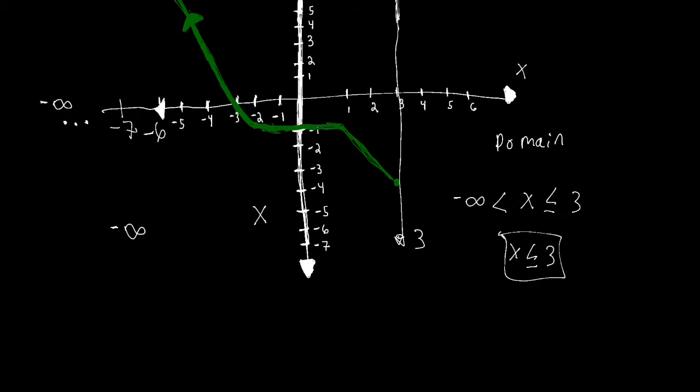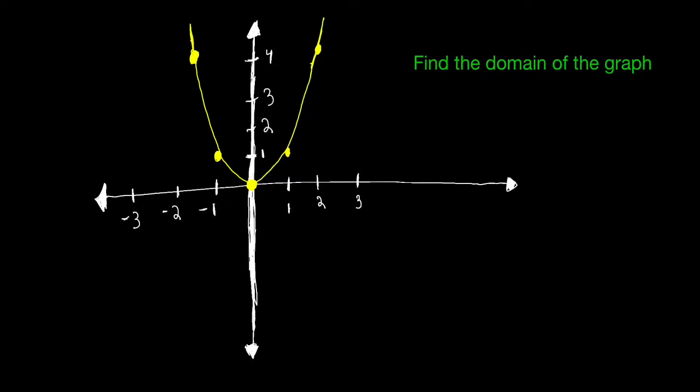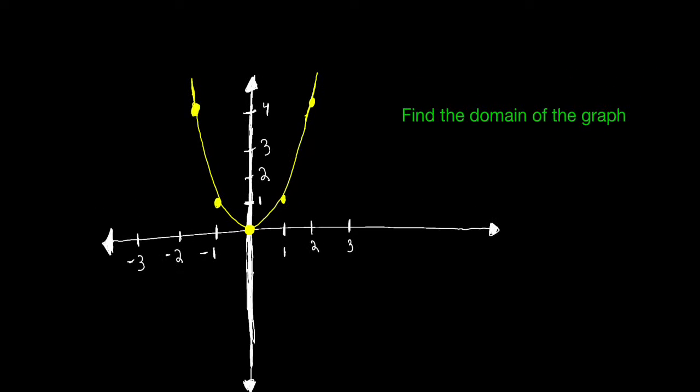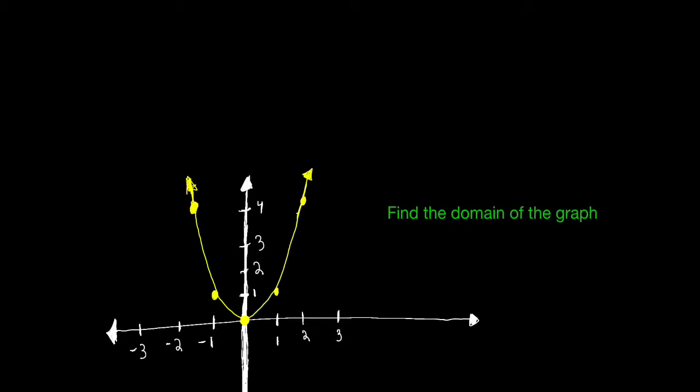Alright, let's do one last one. So here we have a parabola. Notice here that on the right hand side, this parabola keeps extending above, and on the left hand side it's doing the same thing. So here, if I move the graph a little bit, we can see that this one keeps going up, and then this one keeps going up.